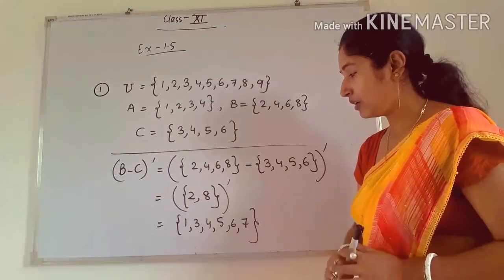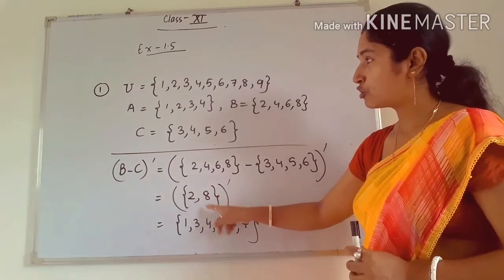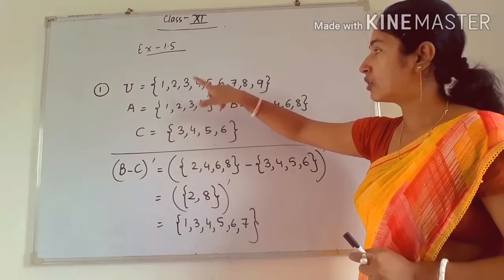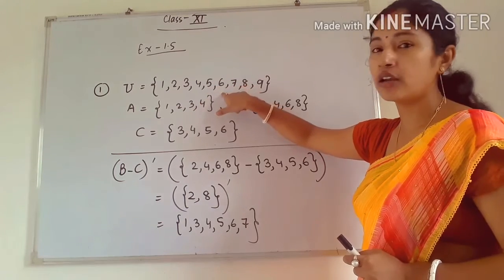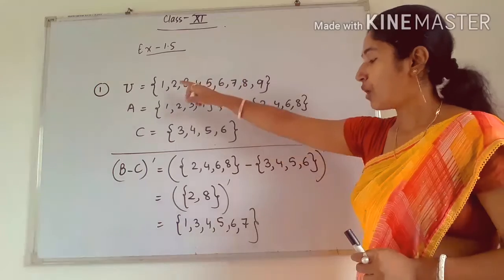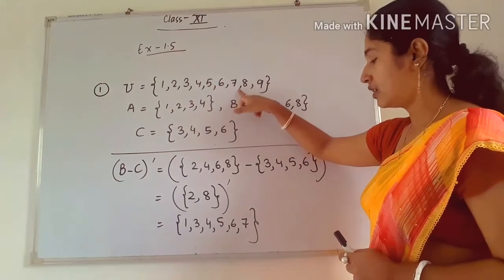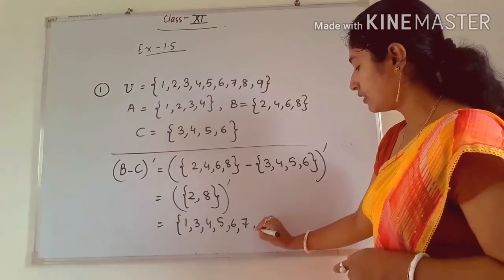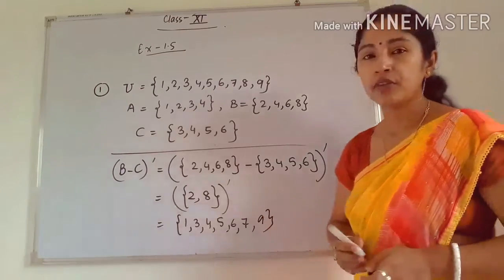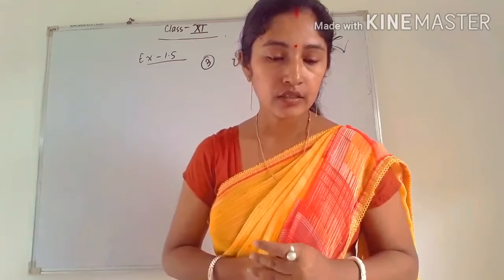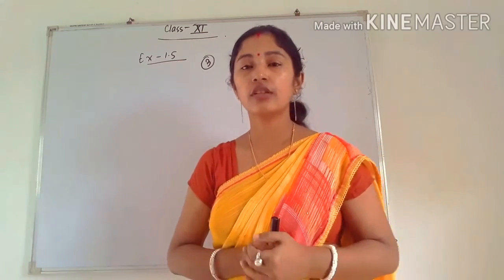So what will be the complement of this? Yes, now you have to check the universal set. With respect to this set, you can see easily that 2 and 8 are in the universal set, so no need to write those. You have to write the remaining ones: 1, 3, 4, 5, 6, 7 and one more, you have to write 9. Okay. Next I am going to discuss the next question, that is number 3.